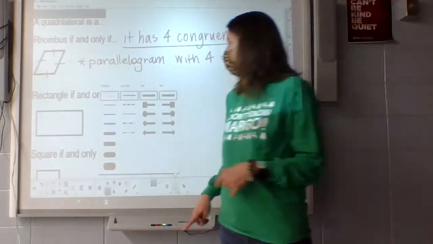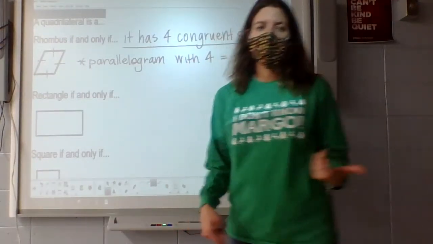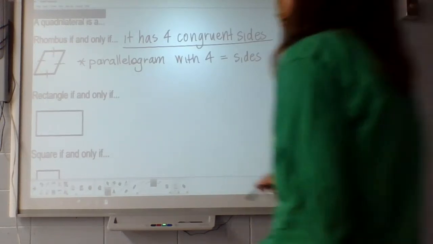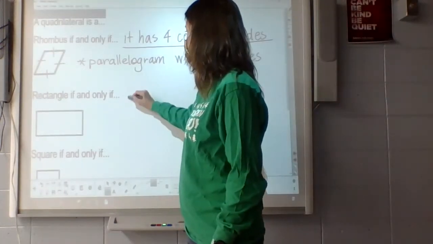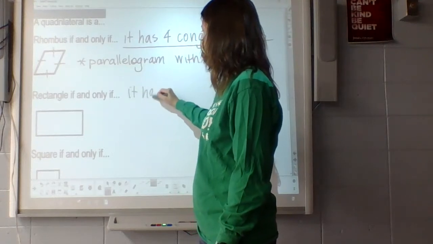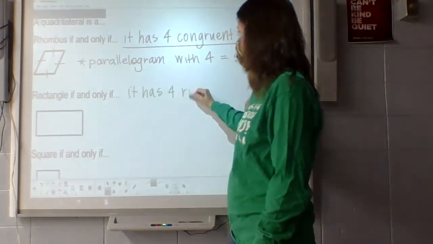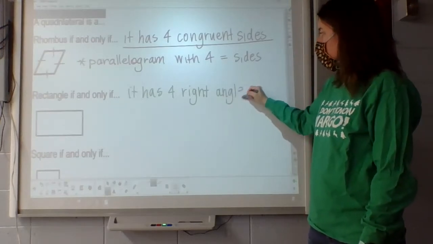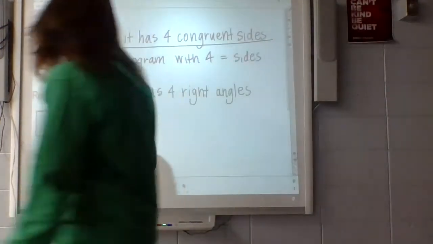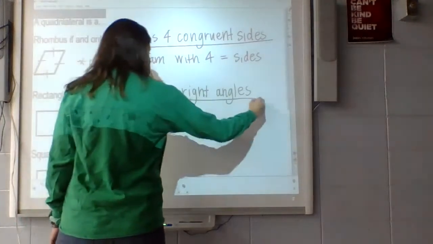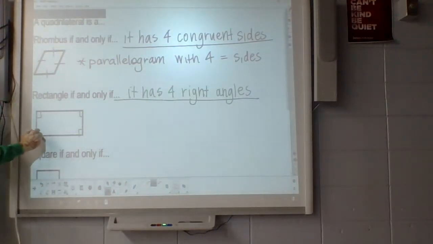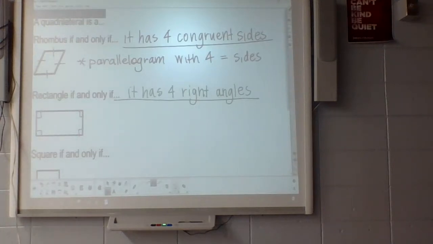So a quadrilateral with four right angles becomes a rectangle. Any four-sided shape with four right angles is going to be a rectangle. There's no way to draw a shape that has four right angles and four sides that is not a rectangle.